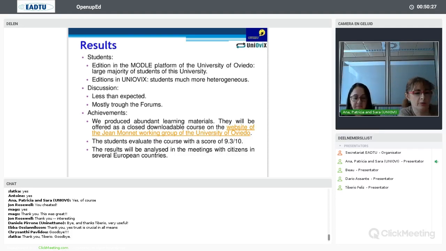Talking about the results, we have observed differences depending on the platform of the course. The first edition of the first MOOC course was offered in the Moodle platform of the University of Oviedo. In that edition, we observed a large majority of students of this university, but in the editions developed through UNIOBIX, the students are much more heterogeneous and come from different countries such as Mexico, Argentina, Italy, Finland, and Romania, as well as Spain. Some participation and debate have been achieved, although less than expected.